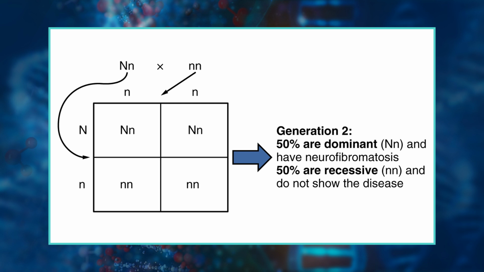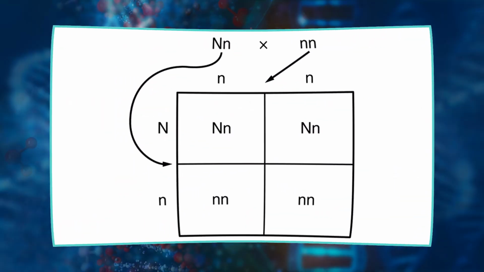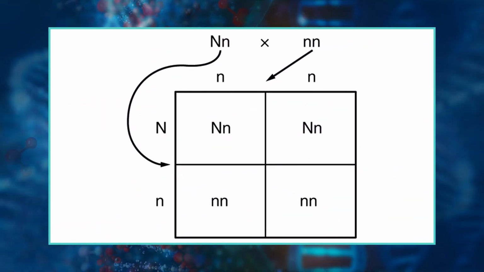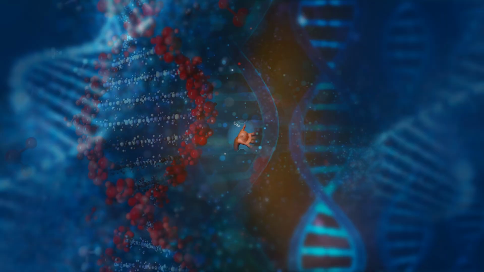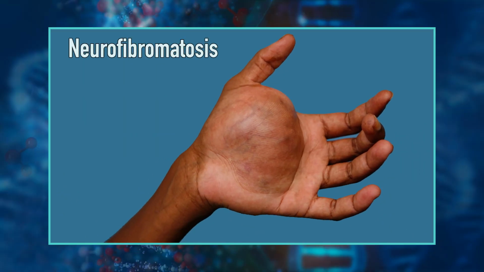The heterozygous parent would have a 50% chance of passing the dominant allele for this disorder to his or her offspring, and the homozygous parent would always pass the normal allele. Therefore, 4 possible offspring genotypes are likely to occur equally, that is capital N small n, small n small n, small n small n, and capital N small n. That is, every child of this couple would have a 50% chance of inheriting neurofibromatosis.